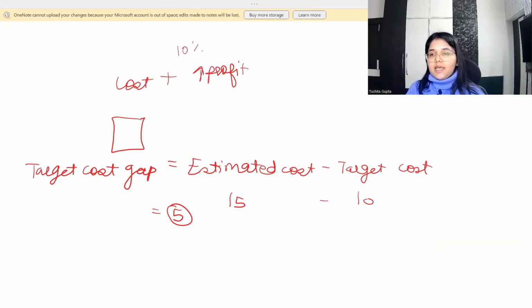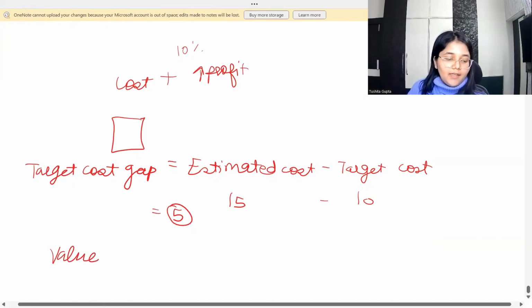Now, cost gap can also be reduced using your value analysis. It is a technique wherein you are analyzing value. Value will always be a function of use and esteem.